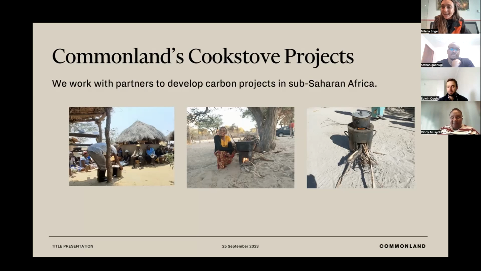To gain some deeper insights into how we can possibly do this, Cindy invited Edwin, who's in this panel here as well, from Task, and Nathan from Burn Manufacturing, to learn from them and to hear what their experiences are in deploying improved cookstoves and also how they monitor their use.